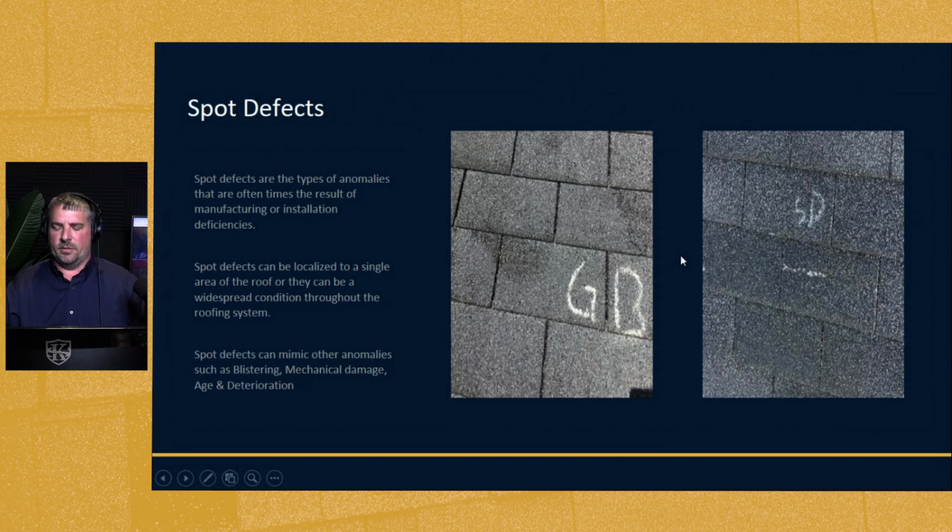I think that's very much like a foreign substance being introduced on that material. So the adhesion of the asphalt bitumen and then the granules, you end up with this spot that doesn't necessarily look like normal granule loss. It's certainly not blistering. It doesn't fall into the mechanical damage category either, right? That's why we classify this as a spot defect.